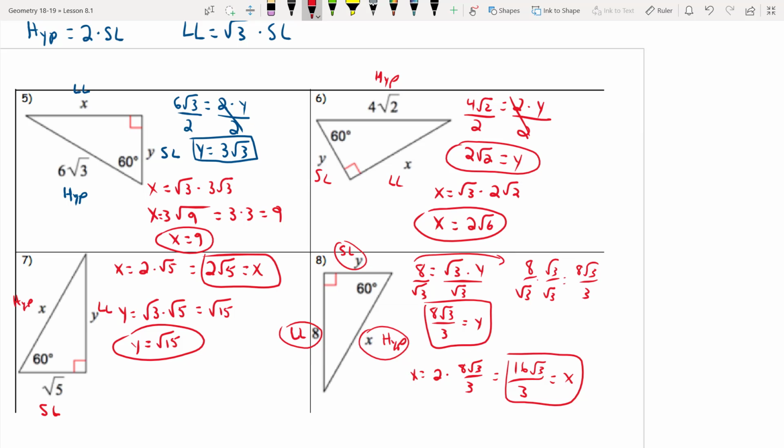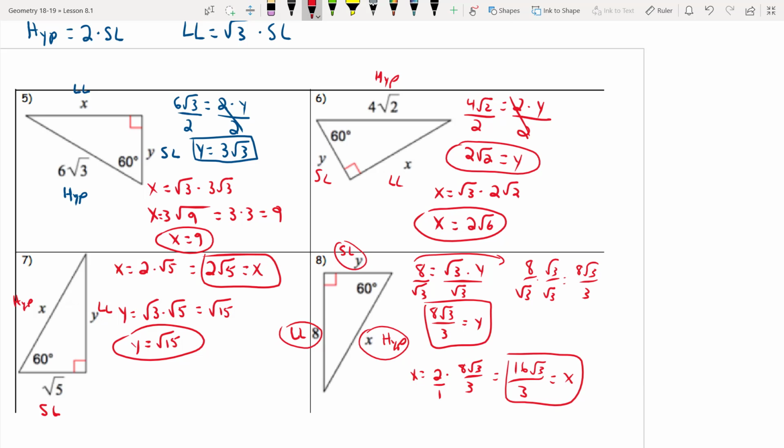So I have 8 over radical 3, and I'm going to multiply top and bottom by 1, only I'm going to write it as radical 3 over radical 3. And when I end up doing that, the bottom becomes radical 9, which is just 3. And so I'm left with 8 radical 3 over 3. And that's my value of my short leg. To get my hypotenuse, I just have to double it. And if we think back to multiplying fractions, you multiply the tops and multiply the bottoms. So I end up with 16 radical 3 over 3 for my hypotenuse.